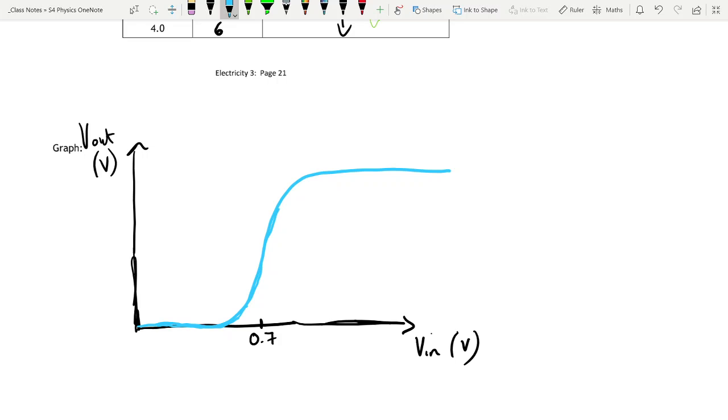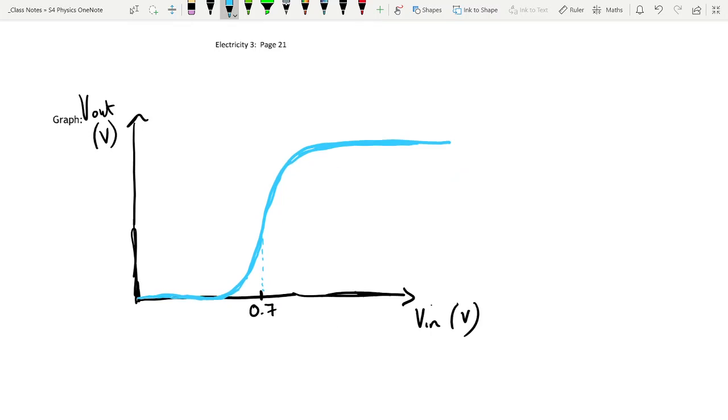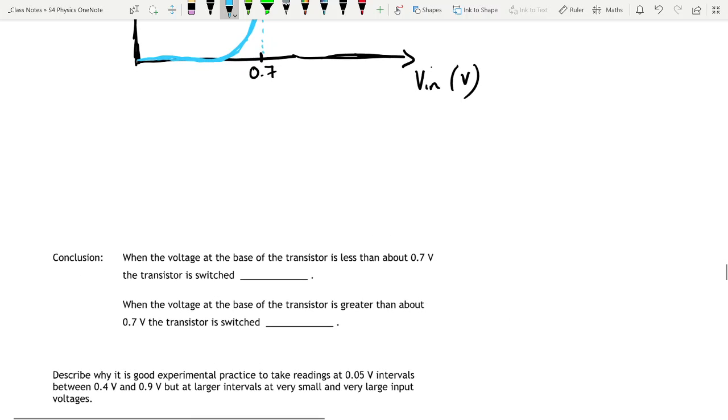As soon as it gets to 0.7, it jumps up and then becomes 6 volts. Its total voltage is on. Okay, so about 0.7 volts is when it turns on. So it says here, in conclusion, when the voltage at the base of the transistor, so that means that bottom bit of the voltage, is less than 0.7 volts, the transistor is switched off. So it's not on, it can't let any voltage through it.